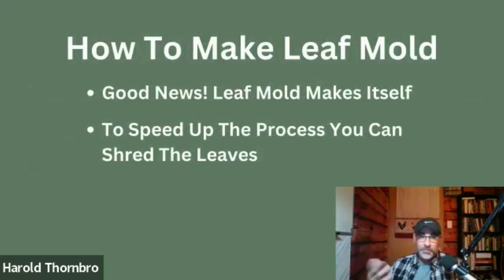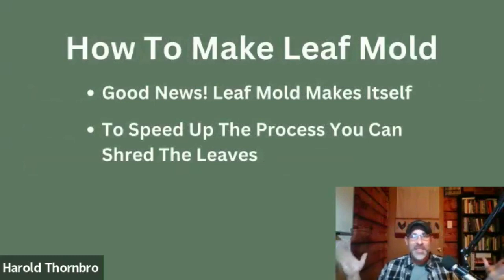How to make leaf mold? The good news is leaf mold makes itself. The bad news is it takes a long time because it's a slow process. It's like when you walk into a forest and see the broken down leaves, and you go under those top leaves and see that really crumbly, fluffy, earthy smelling stuff. That's leaf mold on a thick floor of leaves in the forest. But it takes a long time. It can take several months, maybe a year, really, to break down good.